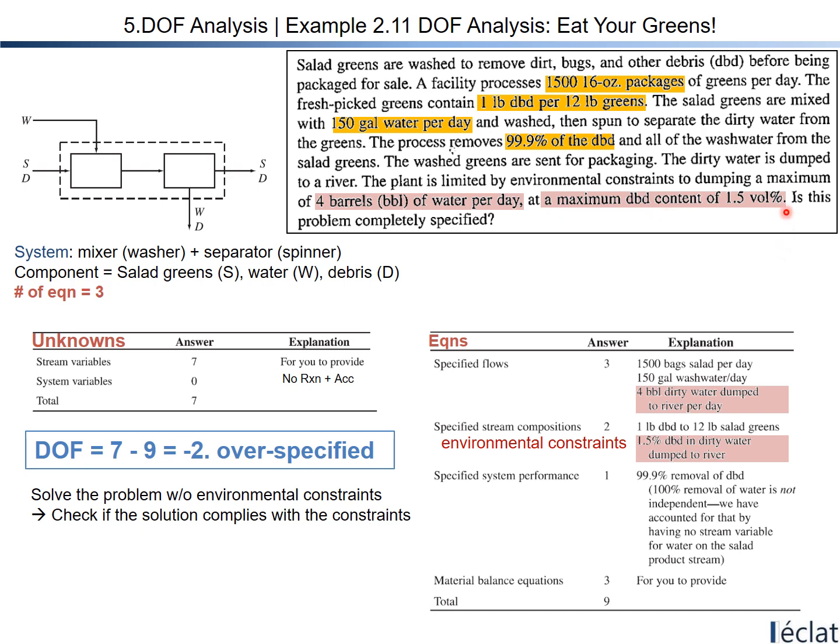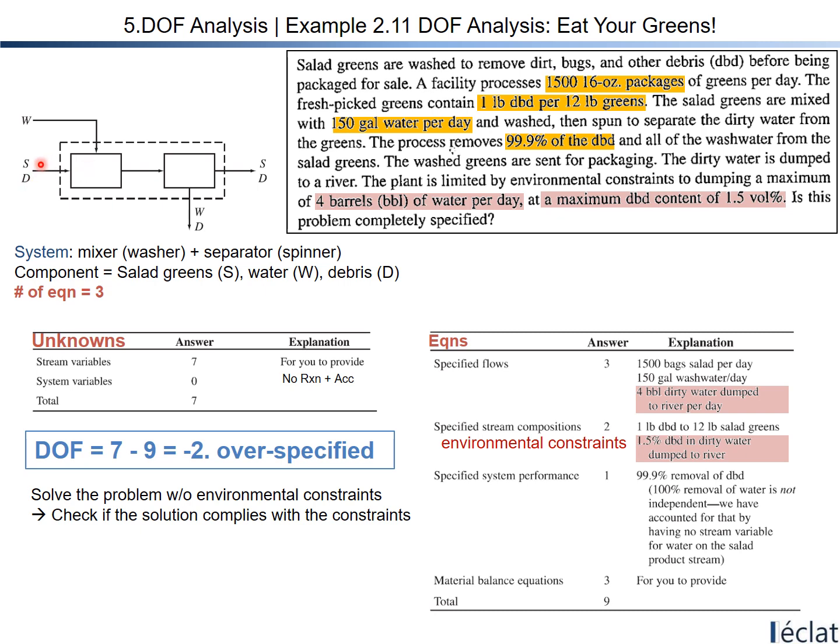And the question is, is this problem completely specified? So of course, this problem is the degree of freedom thing. So let me write down the block flow diagram or input-output flow diagram. Actually, we have two units. The first one is mixer, and the second one is separator. This separator is a kind of spinner. So the first one is mixer or washer, and the second one is separator or spinner.